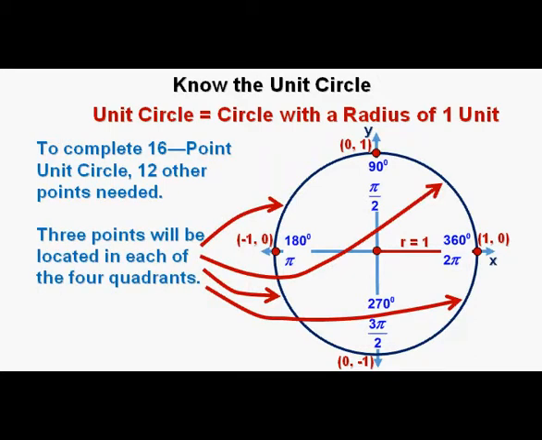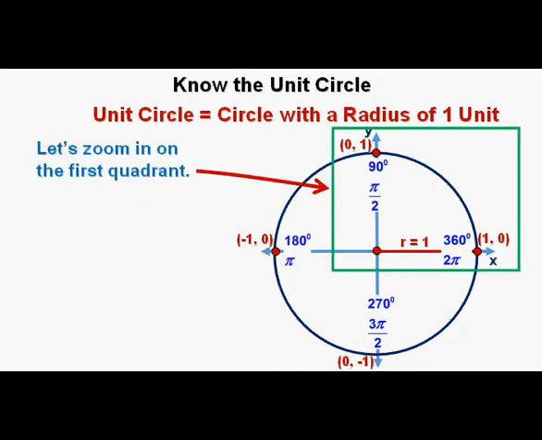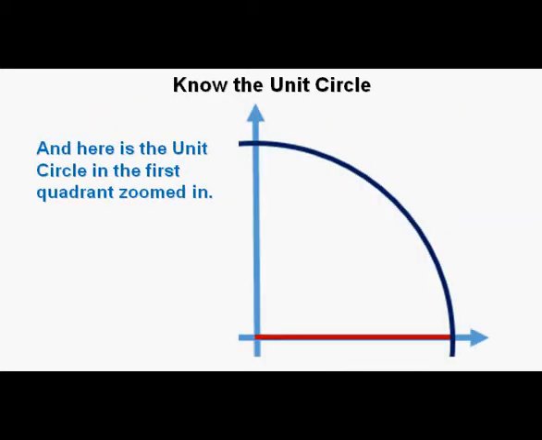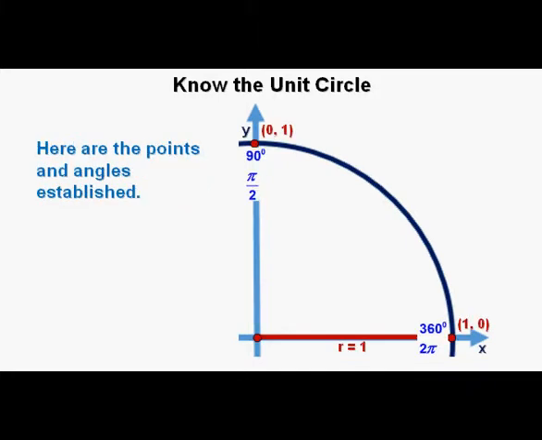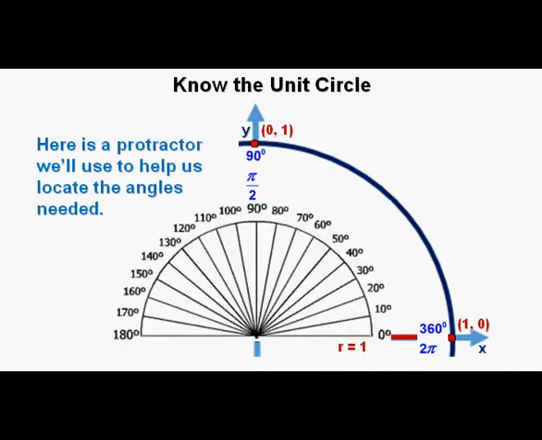3 of the points will be located in each of the 4 quadrants. But to really analyze the points, it will help us to zoom in on the first quadrant, here within the green rectangle. And here is the first quadrant of the unit circle. And here are the points and angles already established. Here's a protractor we'll use to help us locate the angles we need.